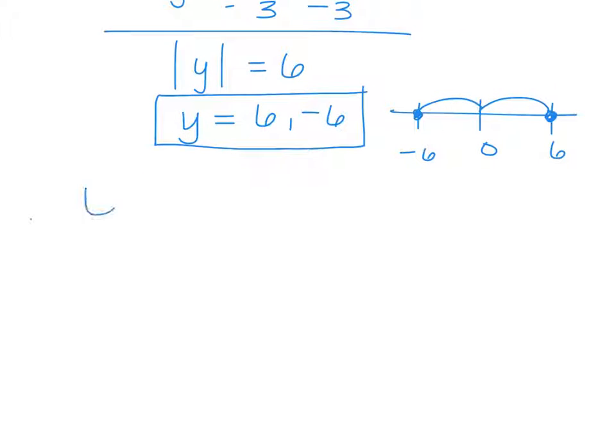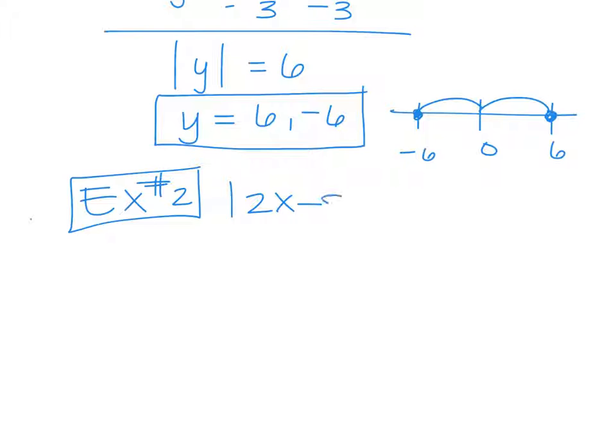Second example. Now we have 2x minus 5 as an absolute value. These are your absolute value bars. Equals 13. Now what I said earlier, Elijah, put it away. I want you to pay attention to this. What I said earlier was you cannot solve an equation until the absolute value is isolated. Is there anything outside of the absolute value on the left of this equation? No, it's all inside.